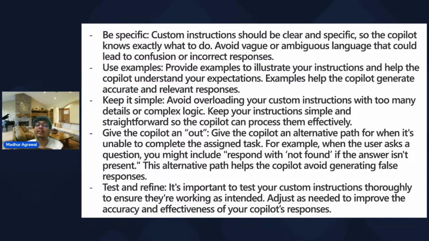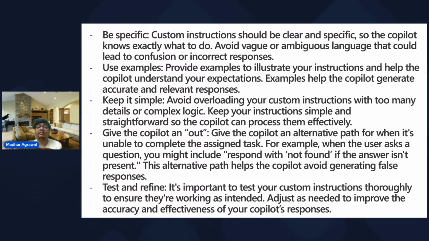The next thing is give the Copilot an out. Give the Copilot an alternative path for when it is unable to complete the assigned task. For example, when a user asks a question, you might include a response of "not found" if the answer isn't present. This alternative path helps the Copilot avoid generating false responses.